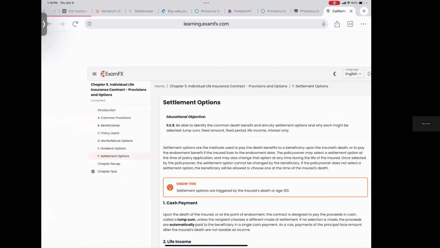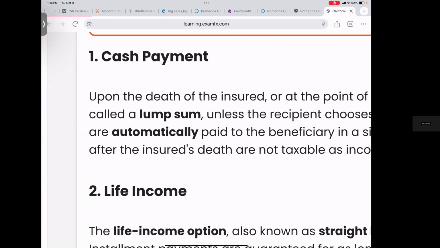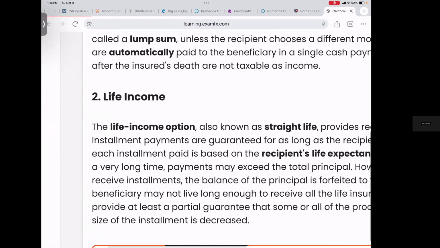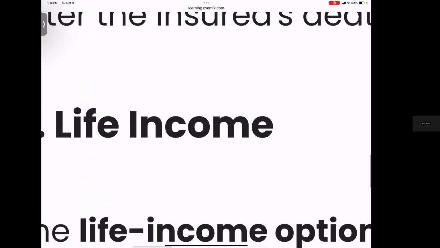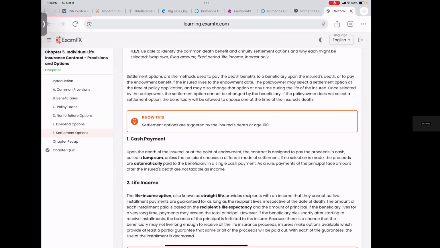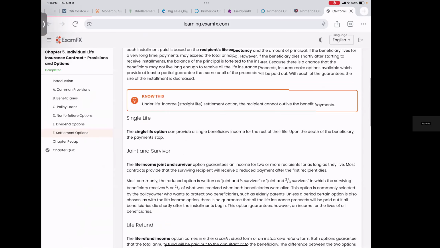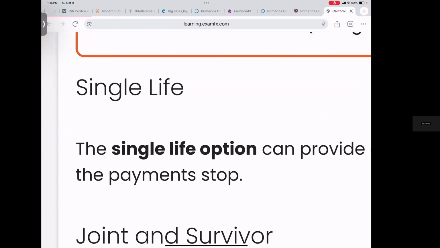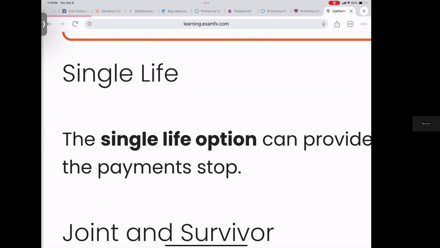All right, so cash. You could get your money in cash. You could get your money as life income. This is monthly payments for life. Income means monthly payments, income for life till they die. Everything's in the word. Just use your common sense, okay? Another one. Single life means for one person. So do you want life income for one person? Then it's called single life.